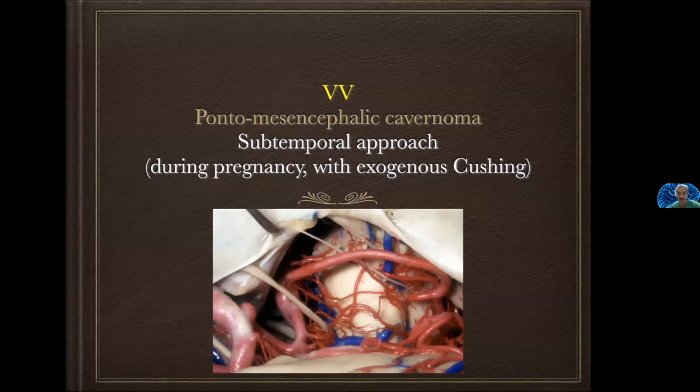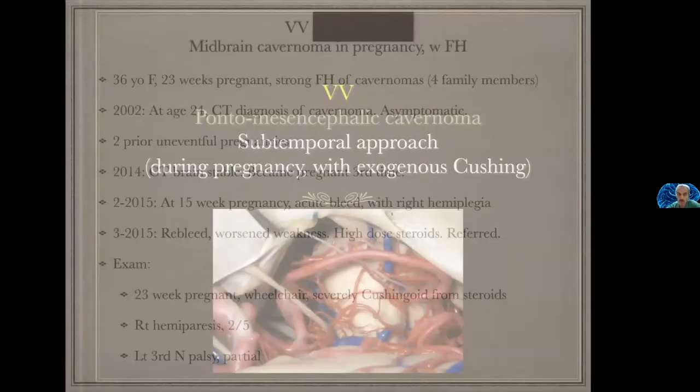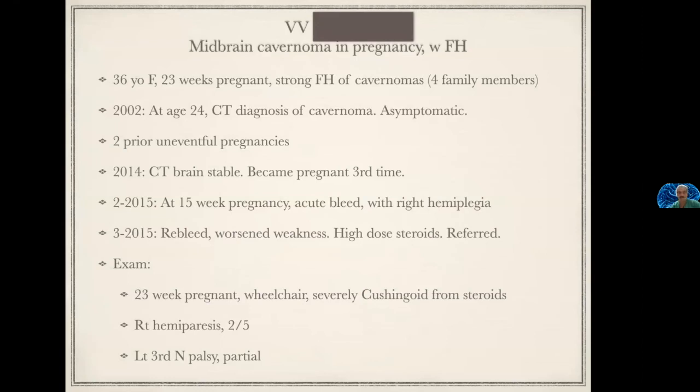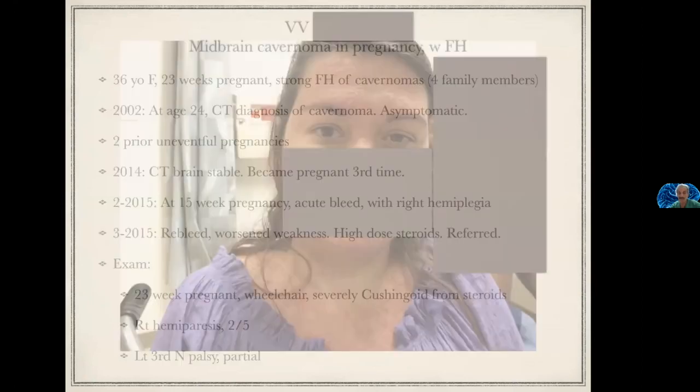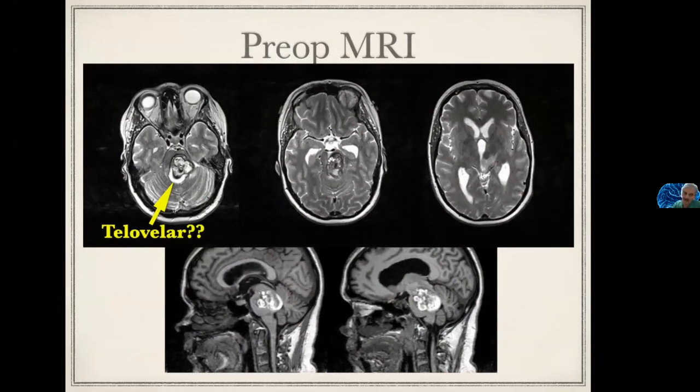I'm going to go quickly on a couple more cases. This woman was 36 years old and she was 23 weeks pregnant. She actually lived in Panama City. She bled 3 times. I'm skipping some of the history. They gave her steroids. She became wheelchair bound, not only because of the cavernoma, but because of the steroid myopathy. And look at the acne on her face and on her chest, because of weeks and weeks of Decadron, and because they felt that this lesion was inoperable.